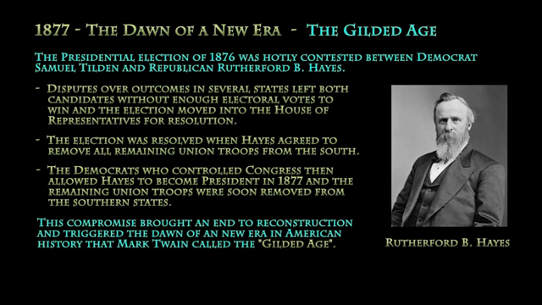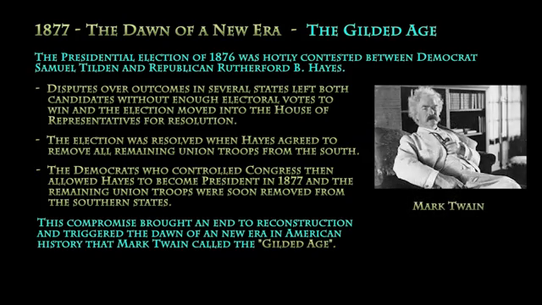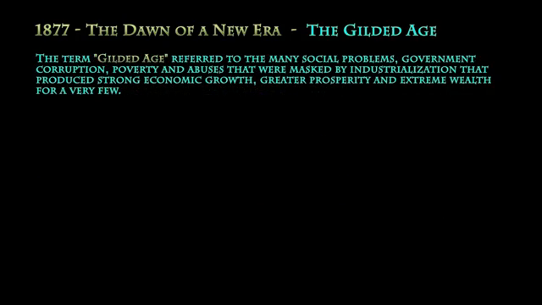This compromise brought an end to Reconstruction and triggered the dawn of a new era in American history that Mark Twain called the Gilded Age. The term Gilded Age referred to the many social problems, government corruption, poverty, and abuses that were masked by industrialization that produced strong economic growth, greater prosperity, and extreme wealth for a very few.